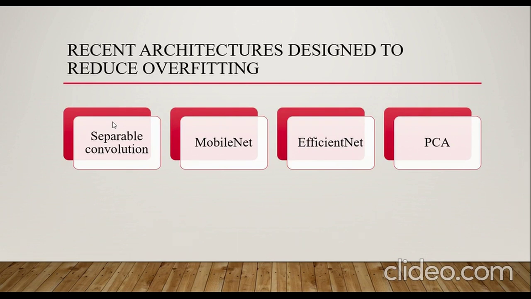As another solution, recent architectures that were designed specially for reducing overfitting were used. Separable convolution is an architecture that decomposes the convolutional process into two stages, reducing the number of parameters significantly, and so reducing the overfitting problem. It is an example of these recent architectures. MobileNet and EfficientNet, which are based on separable convolution, were also used in the literature.